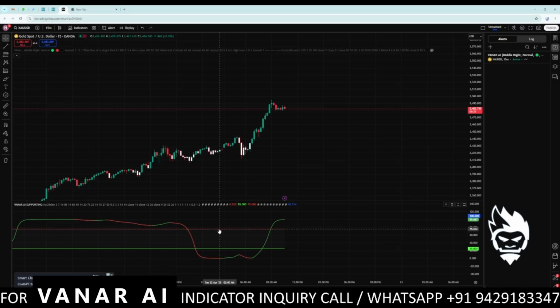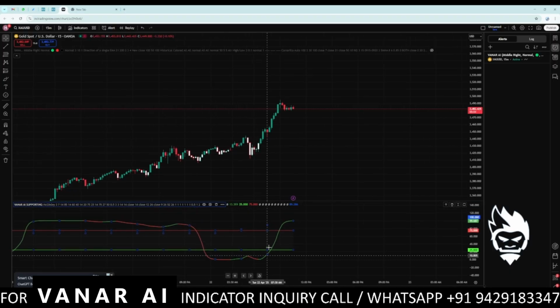You can see this is the resistance line, this is the sell zone, and this is the buy zone. Whenever the red line is below the green line and you see the line change into green color, the buy trend continues. You can see the buy trend continues over here, right?